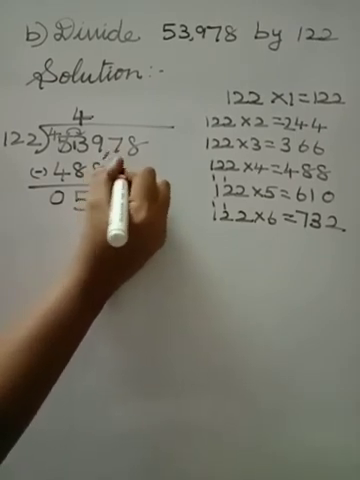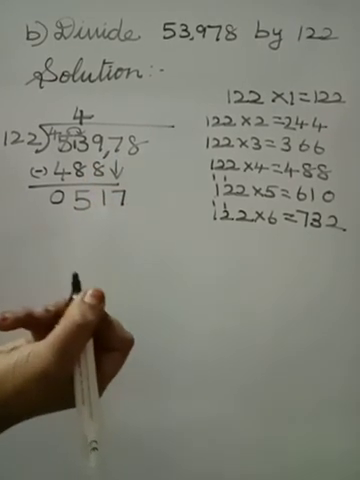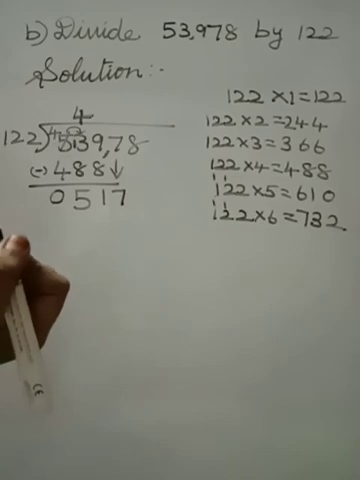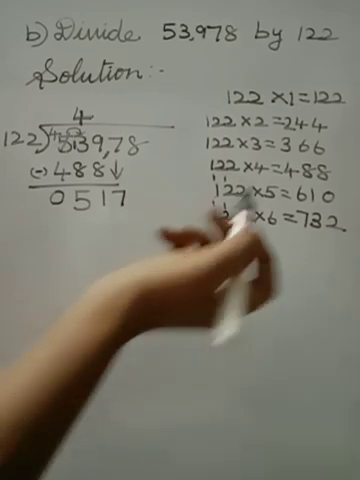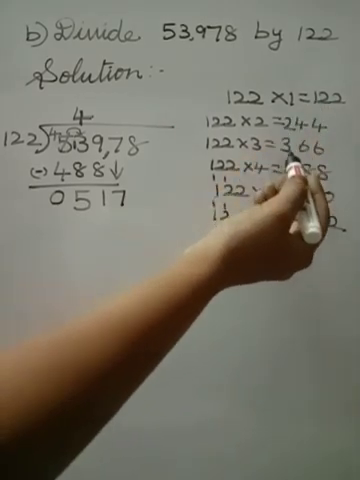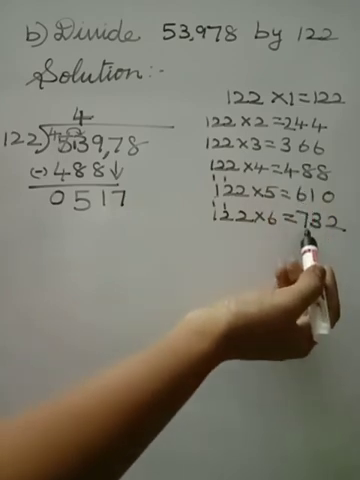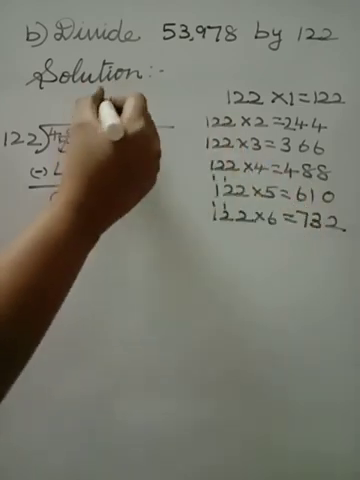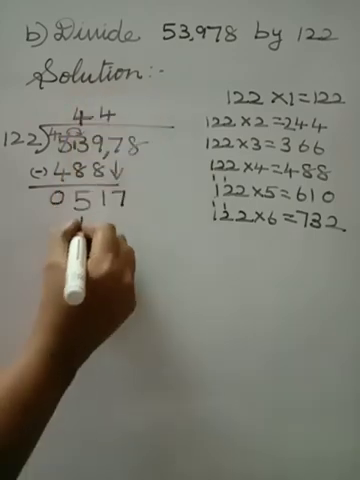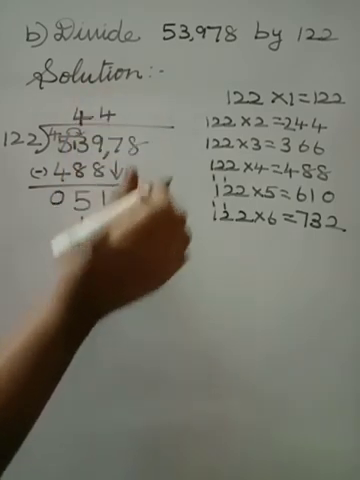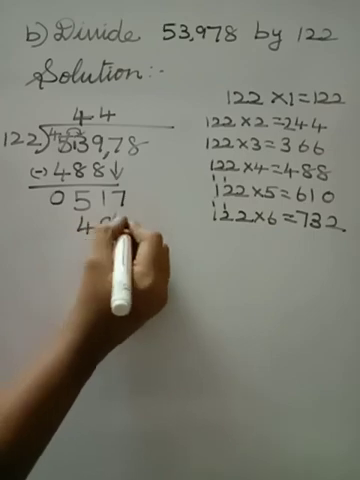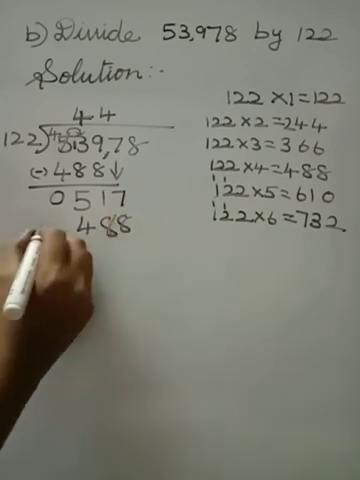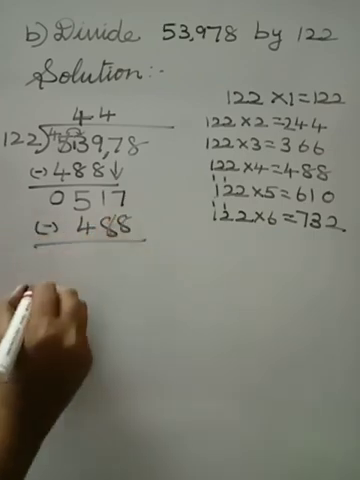Now bring the next number down. So it is 517. Again 500. So see here 100, 200, 300, 400, 600. So here 600 came as a bigger number. So the nearest smaller number is 4 times 122, which is 488. Now we are going to subtract the numbers.